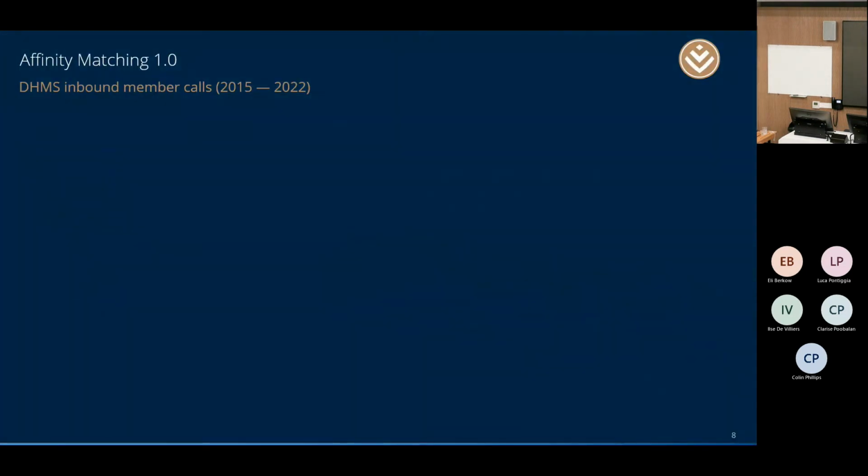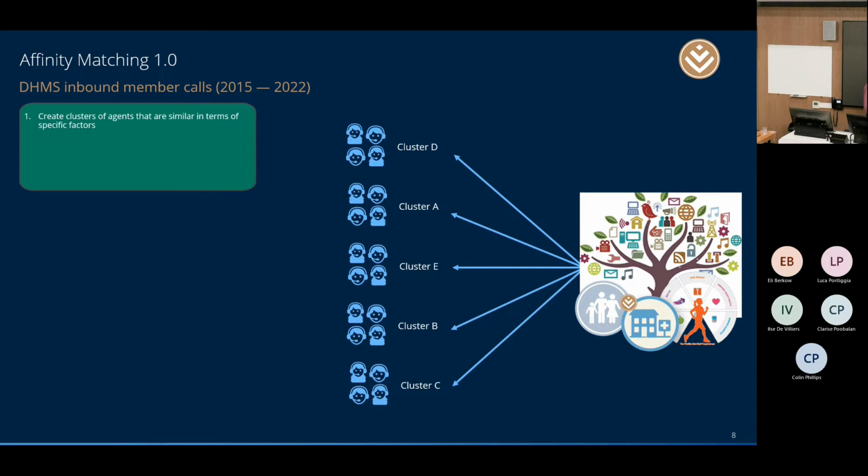I've mentioned this initial design that we started with 7 years ago. And just the premise of this design is to say that we start with our call center agents, and we've got 1,500 of them in Discovery Health, and we would divide them into different clusters based on specific sets of factors. So we've got the different clusters all based on certain features.